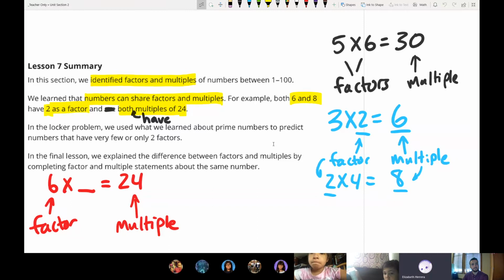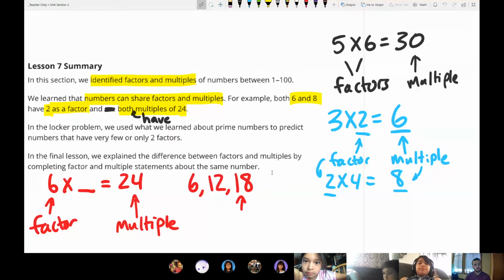Say 2 times 3. I mean 6 times 3, that's close. If we were to skip count by 6, we would go 6, 12, 18. So 6 times 3 is 18. So what do we need to multiply 6 by to get 24?